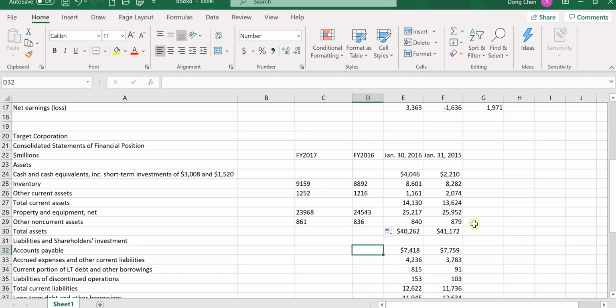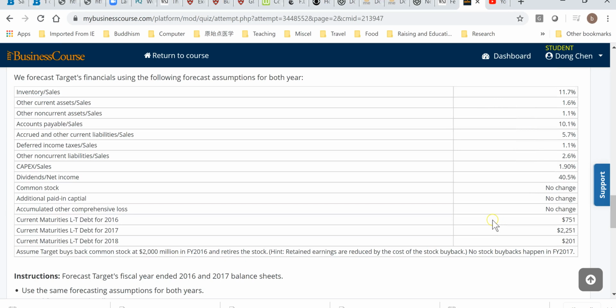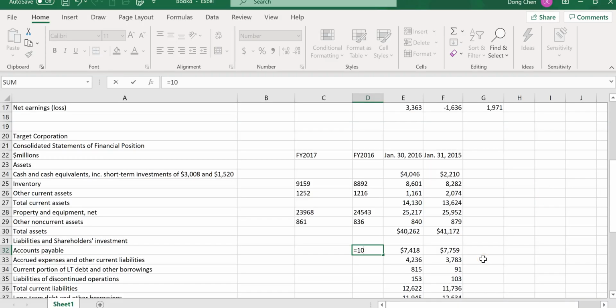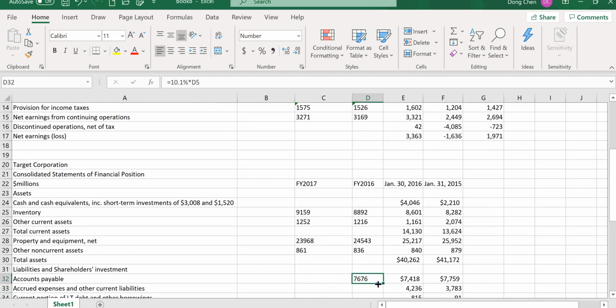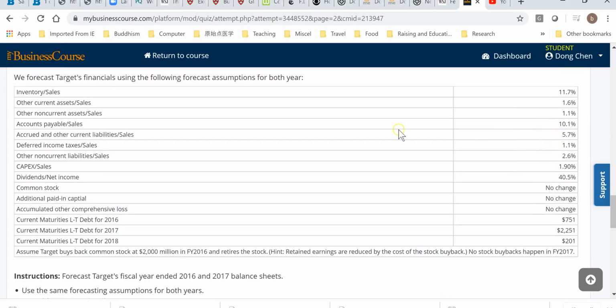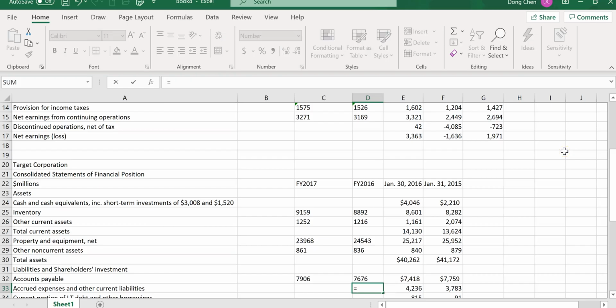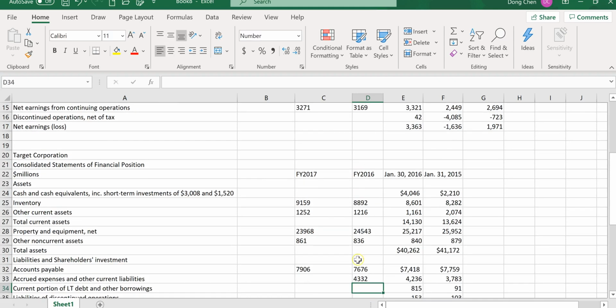And then accounts payable. Yeah, we go to the other side of the balance sheet. Accounts payable divided by sales will be 10.1%, equals 10.1% times the forecasted sales. And then we move this to the other year. And accrued expenses and other current liabilities. Accrued expenses and other current liabilities divided by sales, that's going to be 5.7%. So it's 5.7% times the forecasted sales. And then we move this to the other year.